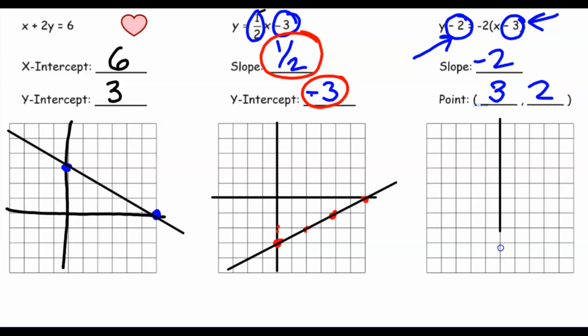And again, I can graph that. I make a graph. I go to the point 3, 2. 1, 2, 3, 1, 2. There's the point 3, 2. The slope of -2 means -2 over 1. So I go down 2, forward 1, down 2, forward 1. Or I could also go up 2, back 1, and so on. That's the line for the equation y minus 2 equals -2 times quantity x minus 3.